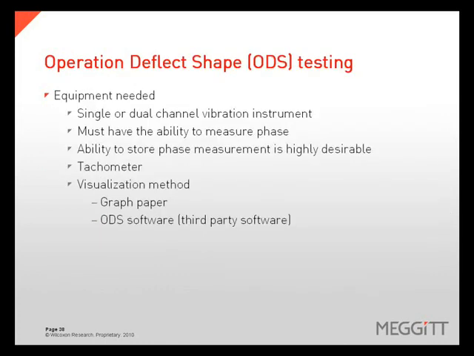To perform operational deflection shape testing, you will need a single or dual channel vibration instrument that has the ability to measure phase. It must have a tachometer input, and the ability to store phase measurements is highly desirable. You will also need a method to visualize your results, such as graph paper or an ODS software package.